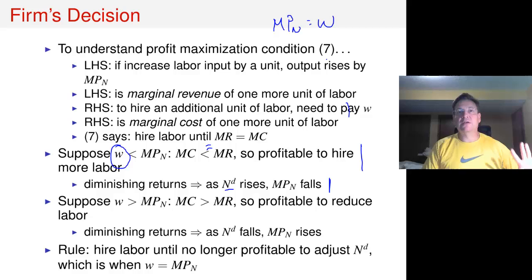And what it can affect is the marginal revenue. So by adjusting its level of labor input, it can change what the marginal revenue is. And it'll do that in order to equate marginal revenue to the marginal cost.